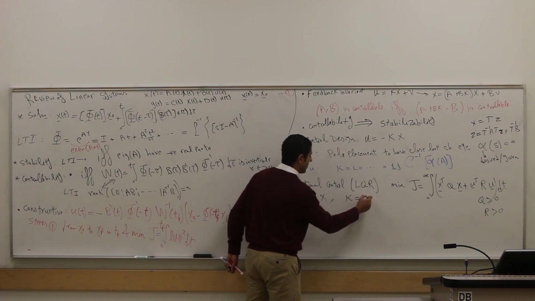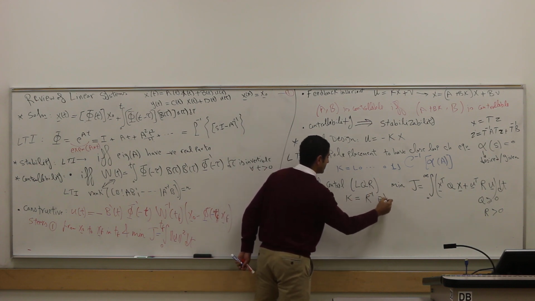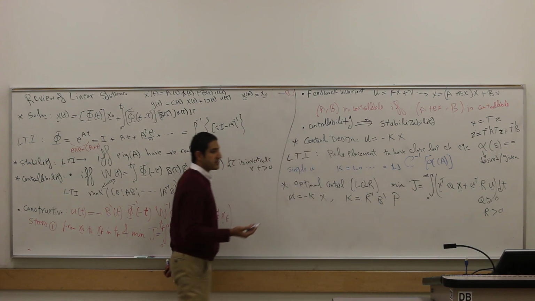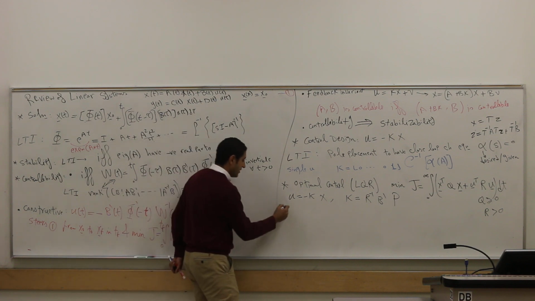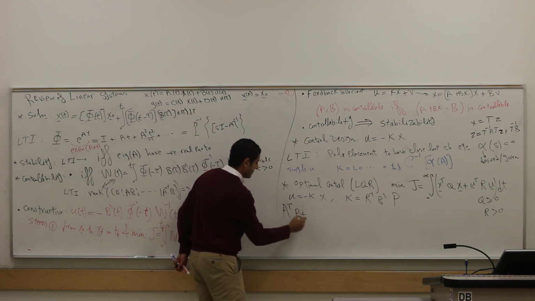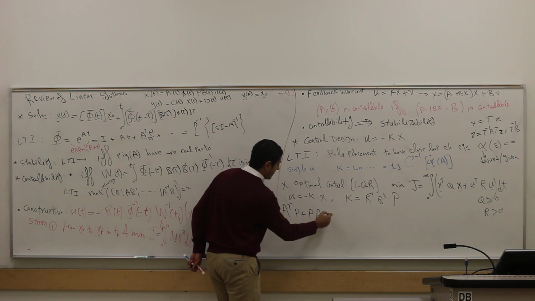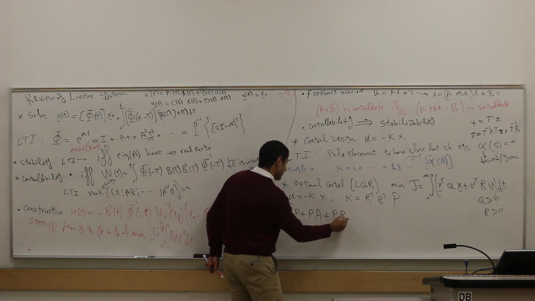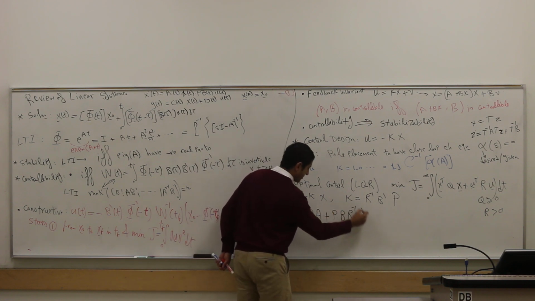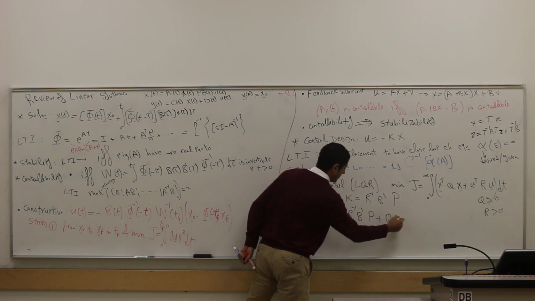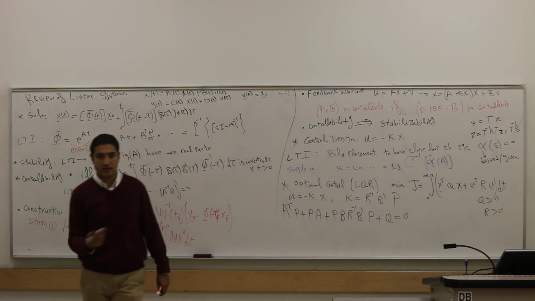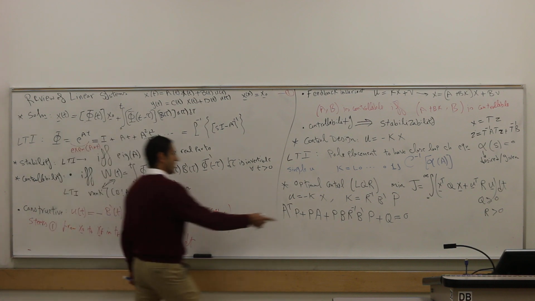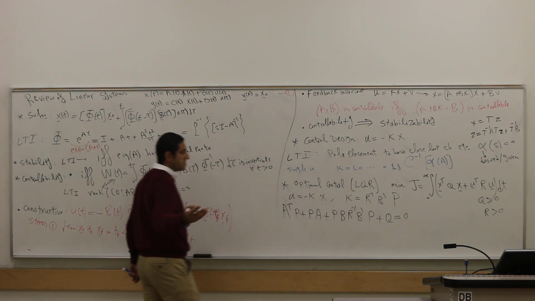With K given by R inverse B transpose P, and P satisfies the algebraic Riccati equation: A transpose P plus PA minus P B R inverse B transpose P plus Q is 0. The solution of this equation gives you the P matrix. Plug it here, get your gains, and you're done.